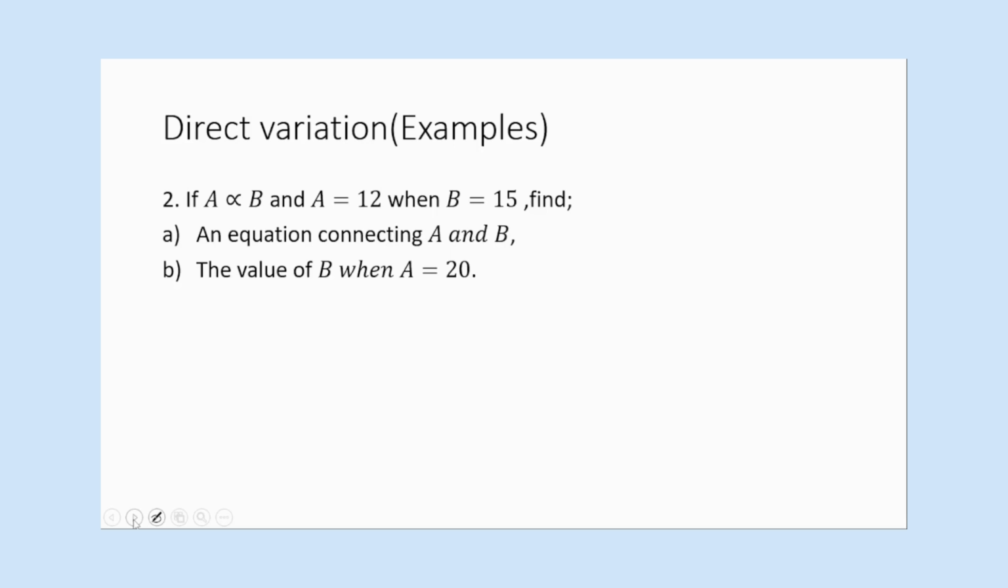All right, let's start with part A. So the question reads, if A varies directly as B and A is equal to 12 when B is 15. Find part A, an equation connecting A and B. Part B, the value of B when A is 20. So already in the question, they're telling you this is a direct variation. A varies directly as B. We need to write this expression in equation form. So this expression in equation form will simply be A is equal to KB.